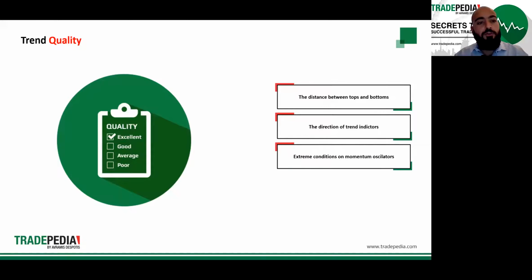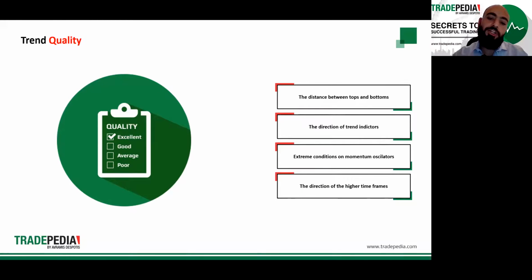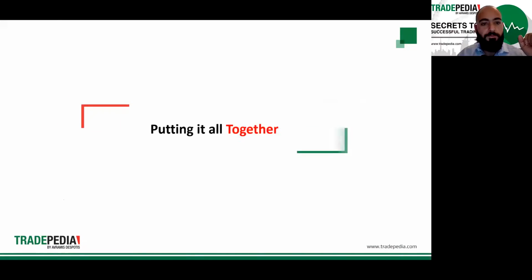And we are going to use the extreme conditions on momentum oscillators. We are going to detect overbought and oversold extreme levels using the momentum oscillators. And we are also going to take into consideration the direction of the higher time frames. We are going to use all these factors and evaluate objectively the strength of each signal. I will show it to you on a real chart right away.